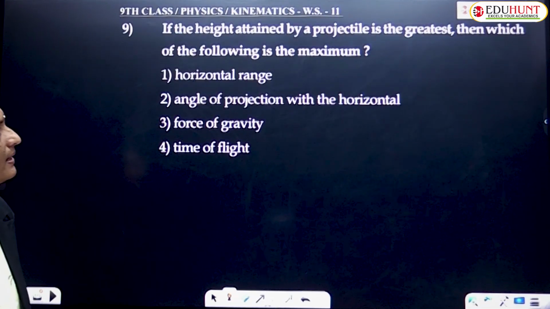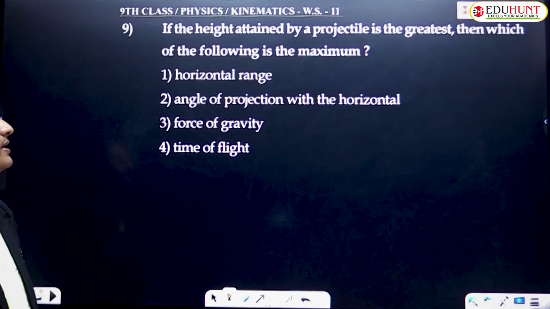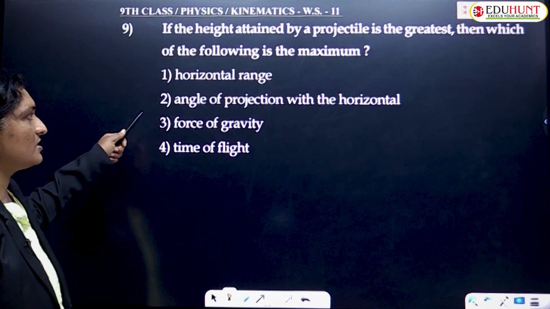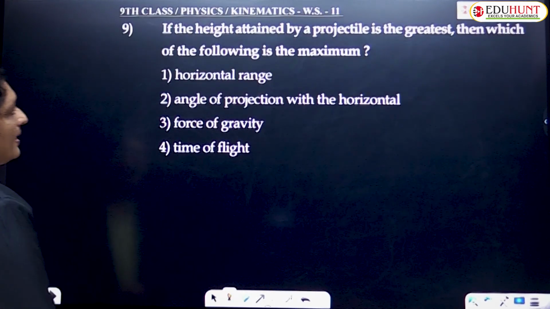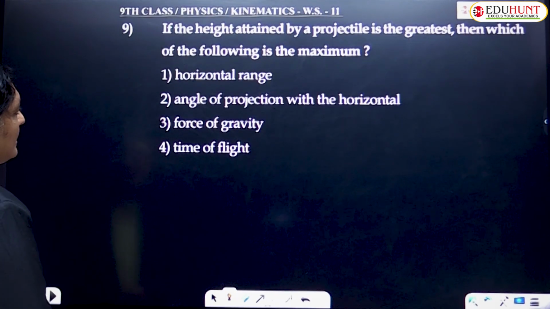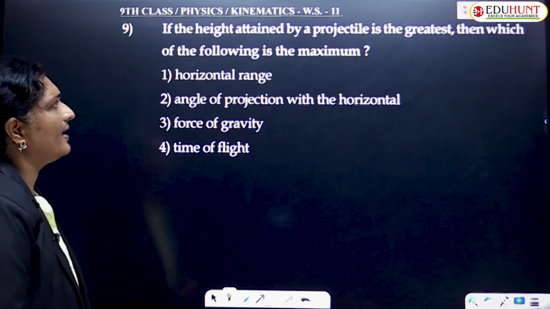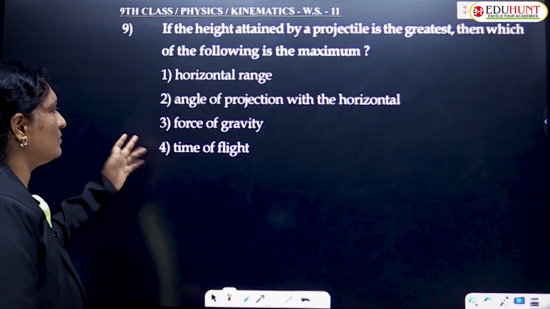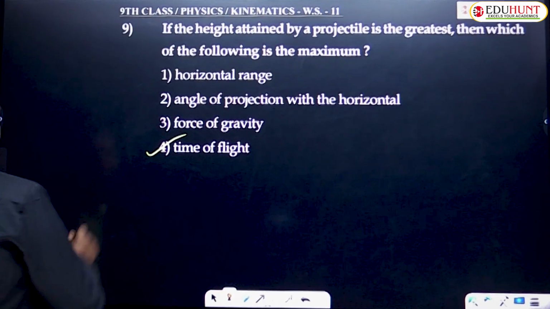Next question. If the height attained by a projectile is the greatest, then which of the following is maximum? Horizontal range, angle of projection, force of gravity, or time of flight? There is no relation between horizontal range and height attained. Angle of projection, nowhere. Force of gravity, no. The answer must be time of flight.